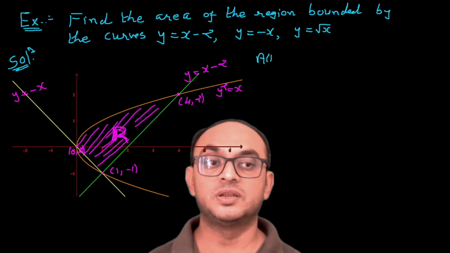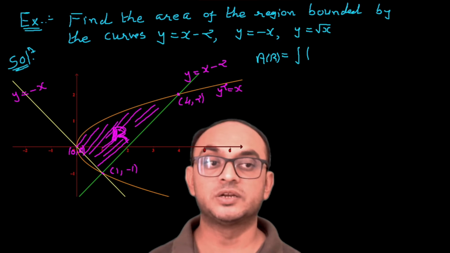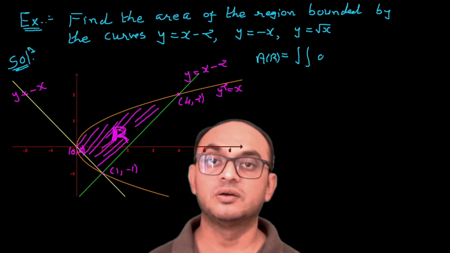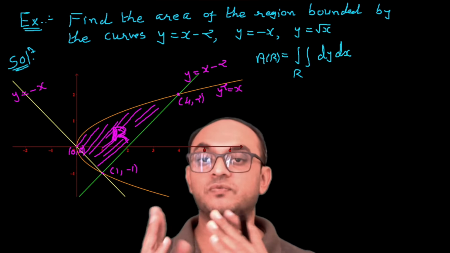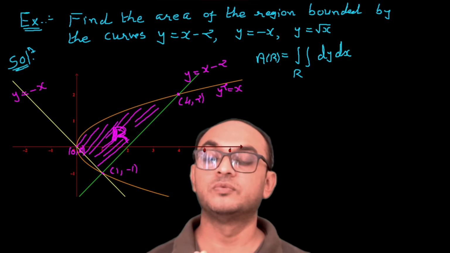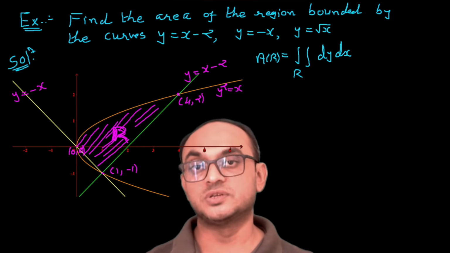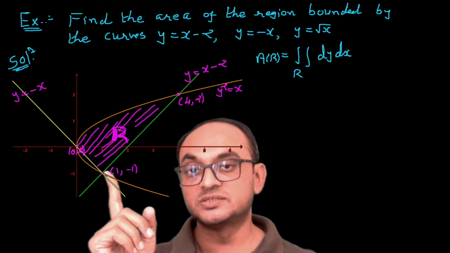Area of the region R is equal to double integration. What do you want to write, dy dx or dx dy? Whatever. Suppose I am writing dy dx over R. So first I have to write the limit of y, then I have to write the limit of x, right? Now see, when you observe the region, the region has this corner point.